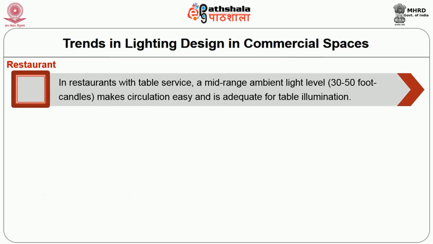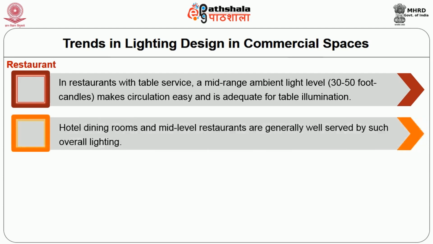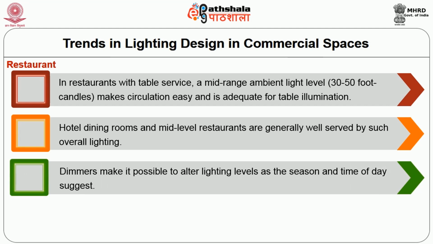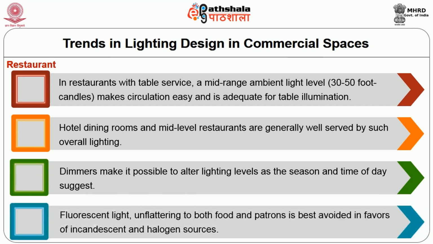In restaurants with table service, a mid-range ambient light level makes circulation easy and is adequate for table illumination. Hotel dining rooms and mid-level restaurants are generally well served by such overall lighting. Dimmers make it possible to alter lighting levels as the season and time of the day suggest. Fluorescent light, unflattering to both food and patrons, is best avoided in favor of incandescent and halogen sources.